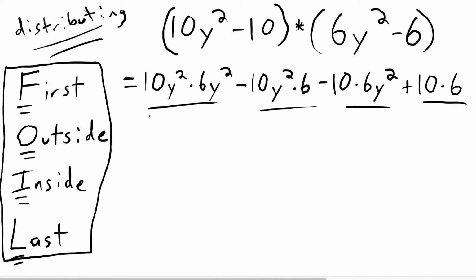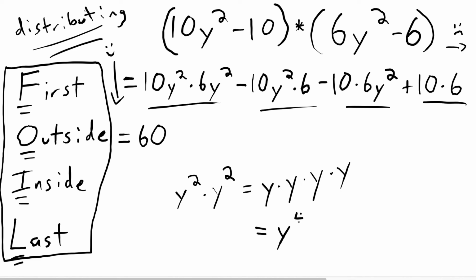Okay, so now we're just going to simplify, and I'm going to write another equals sign. I'm going to work top to bottom. I strongly feel that is better than working left to right. So I have 10 times 6, that's going to give me 60, and then I have a y squared times a y squared, so that's going to equal y to the fourth.